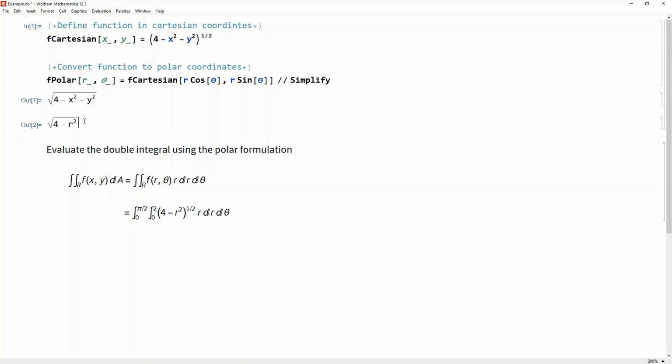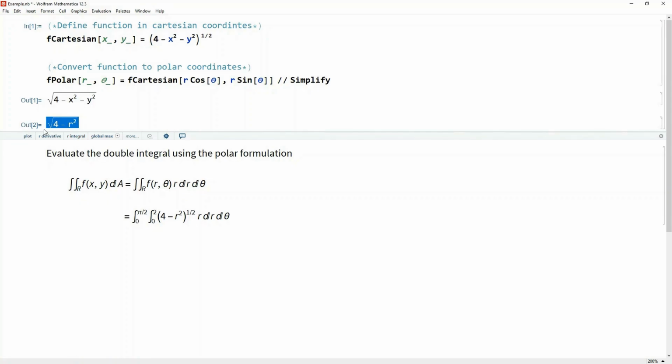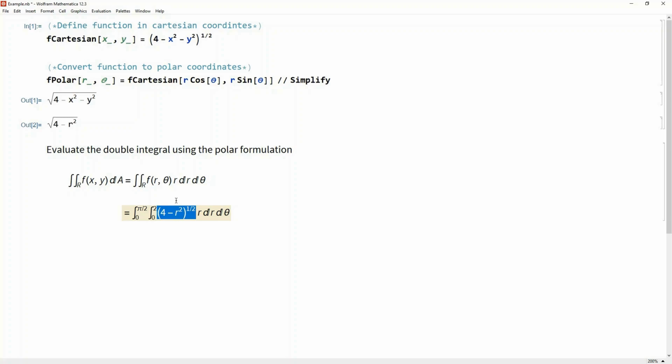Here is our polar representation, the square root of 4 minus r squared. That just goes in right here because that is f of r theta. But remember right here, here is this little insidious r that you have to put in, which is sometimes very easy to neglect.